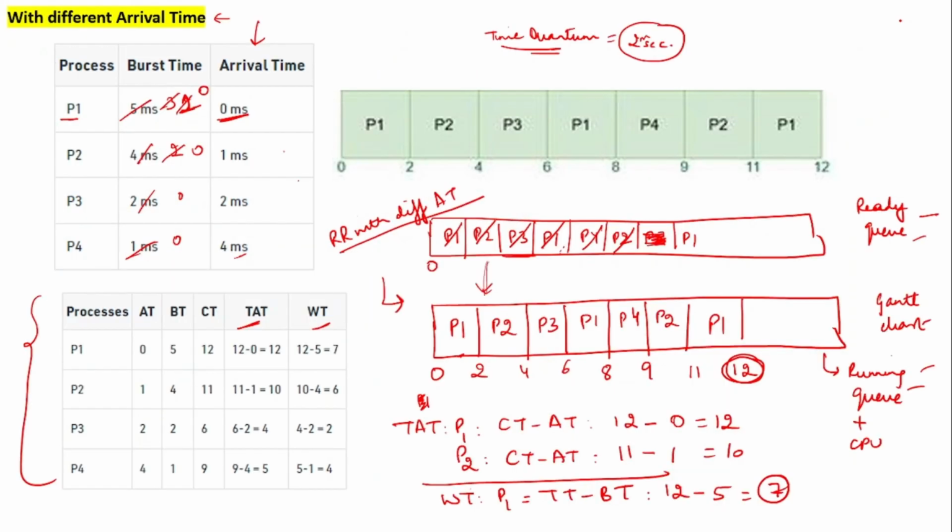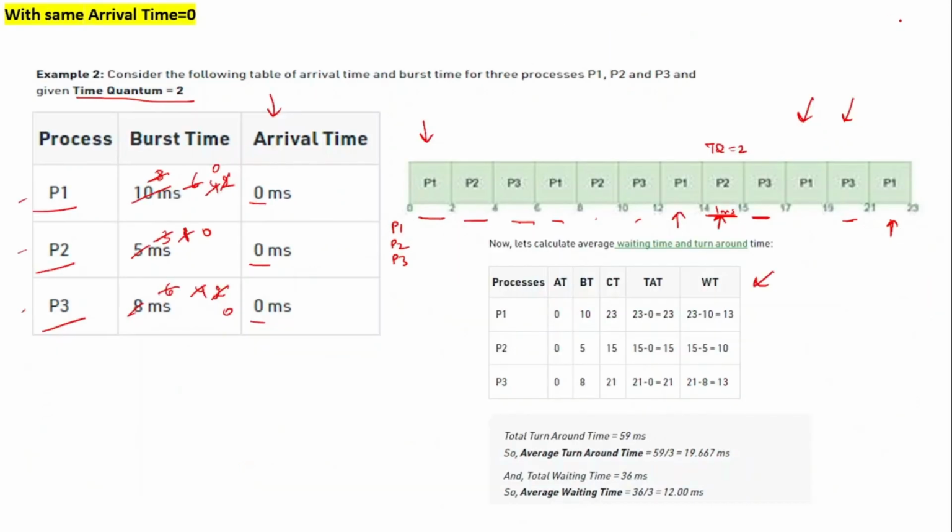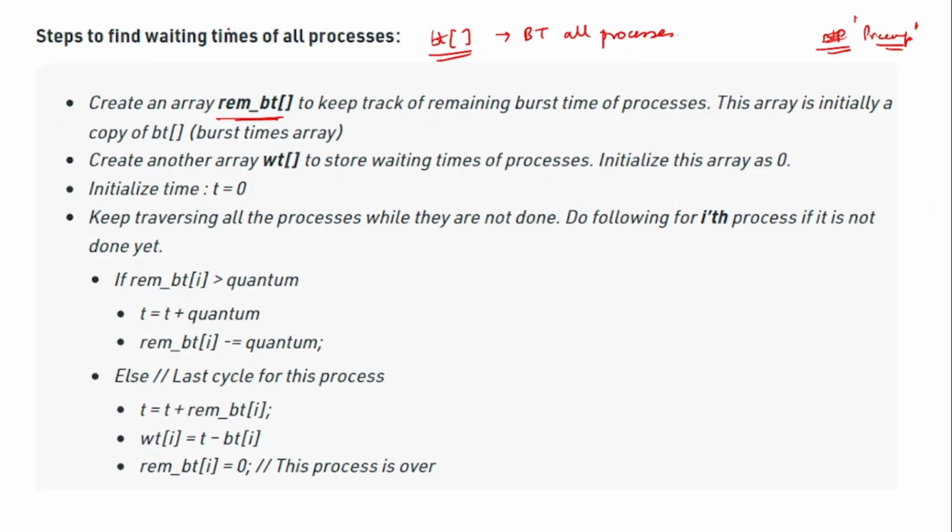We discussed two types: one with the same arrival time and one with different arrival times. So we'll be implementing this particular form of round robin where the arrival time of all processes is 0, and obviously it's a preemptive version. So how will we do that? We maintain an array, the bt burst time array, which has the burst time of all the processes. Then I will make a copy of this array and rename it as remaining burst time.